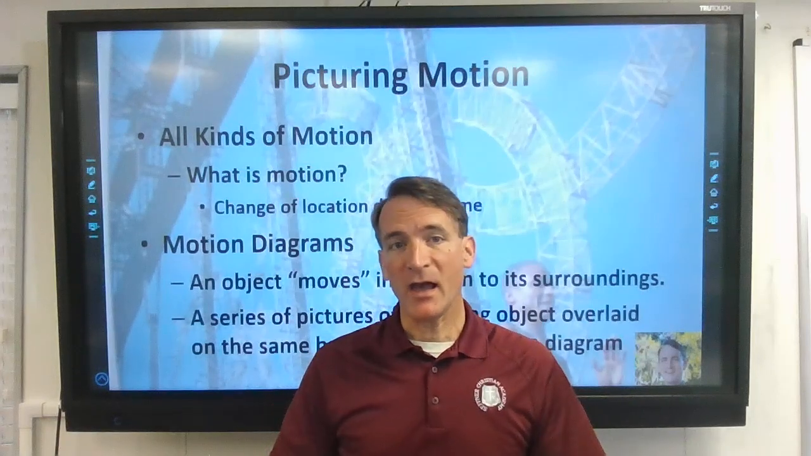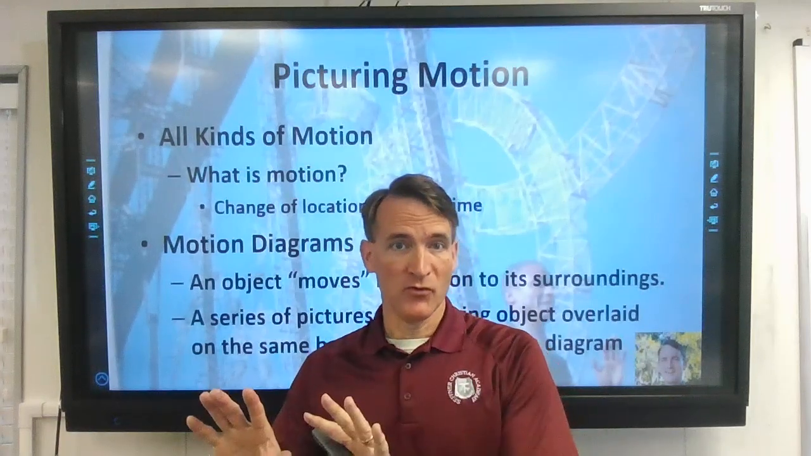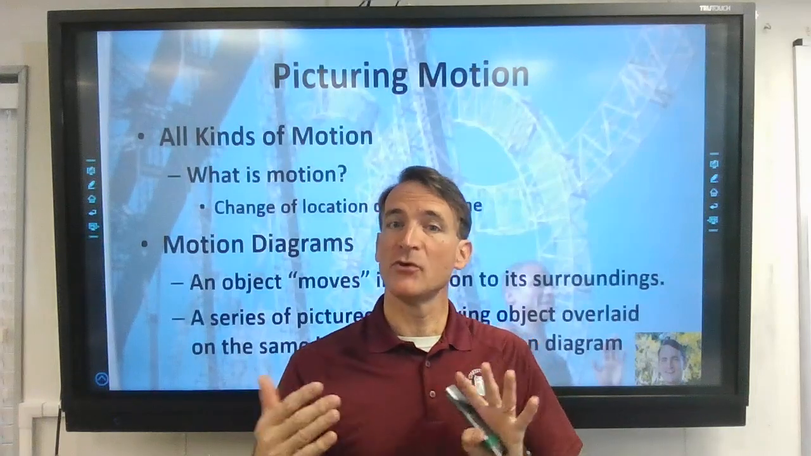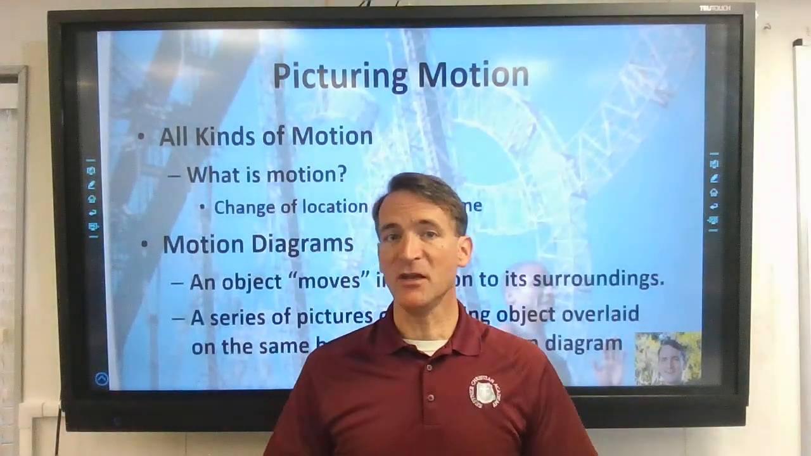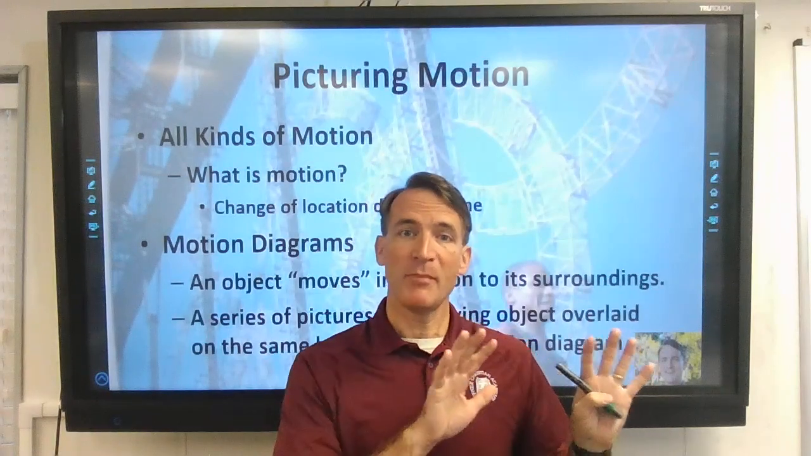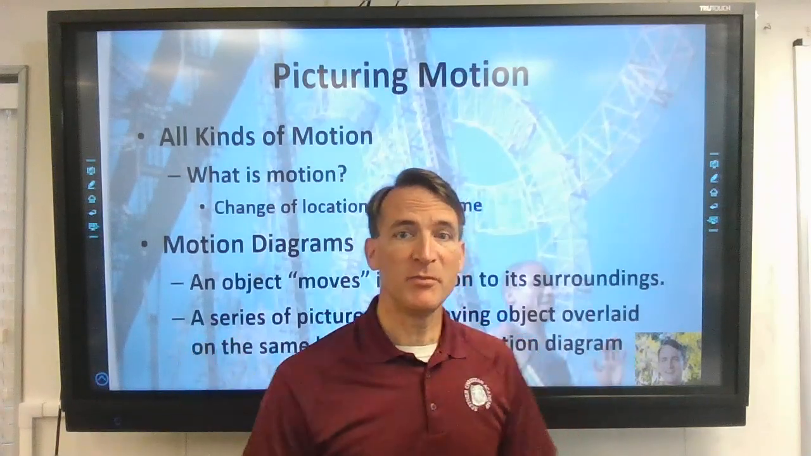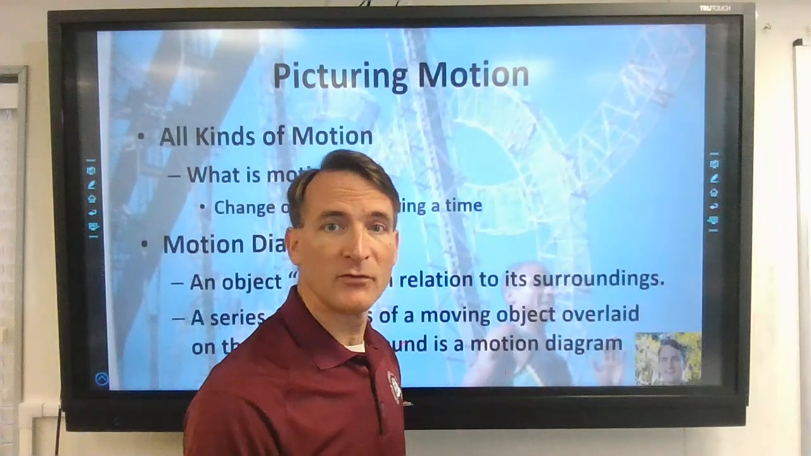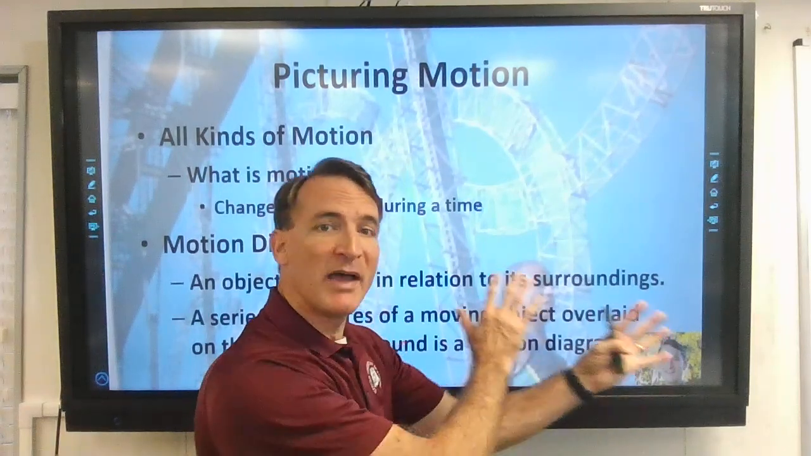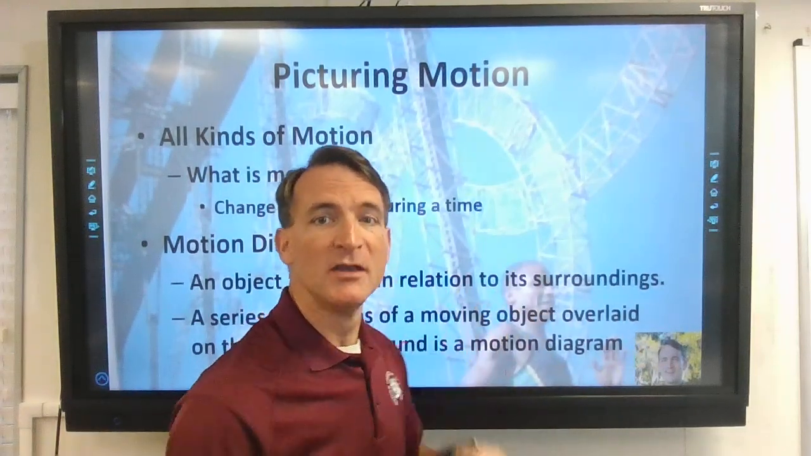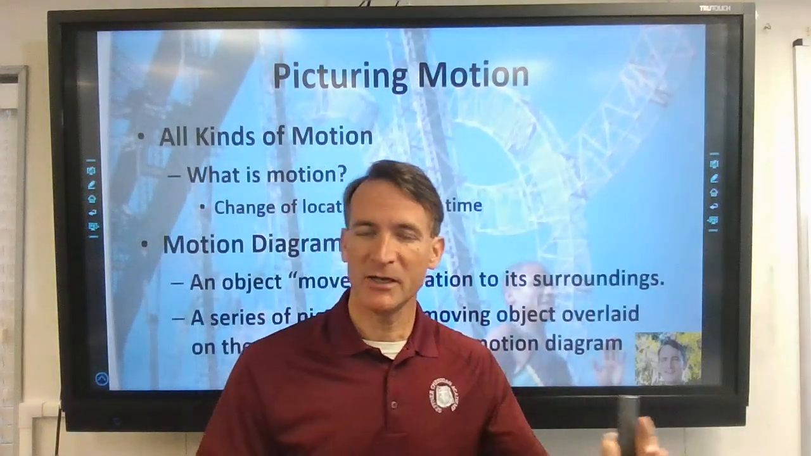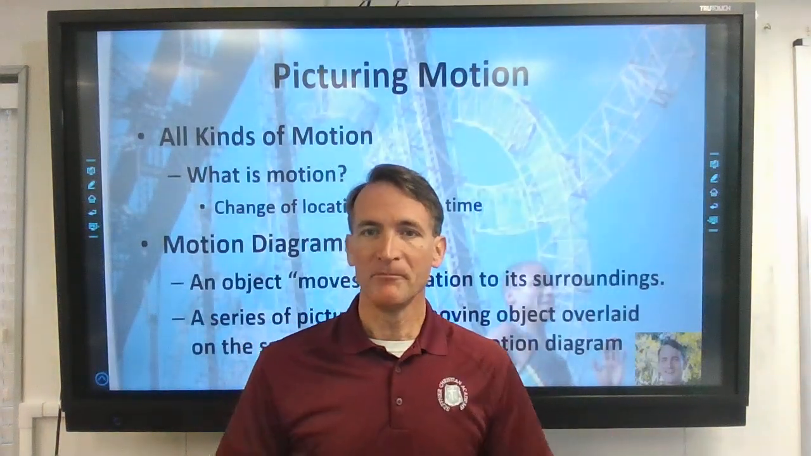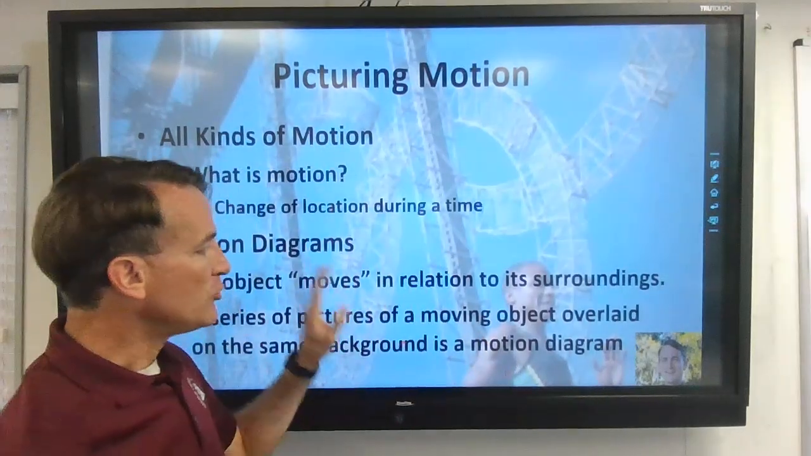Now, if we had the background move, it would appear as though the individual is moving. They do this often in movies where they have the background move and maybe the people are just walking in place. But because the background itself is moving, it appears as though the individual is walking down a street or whatever. So this is a motion diagram.